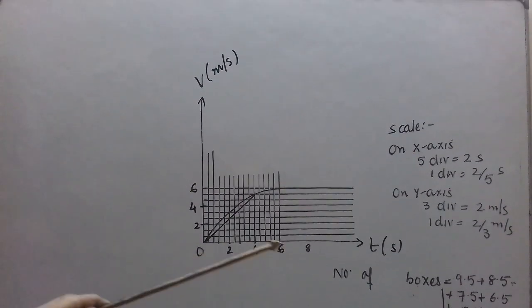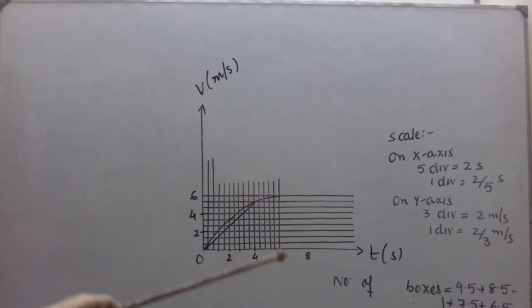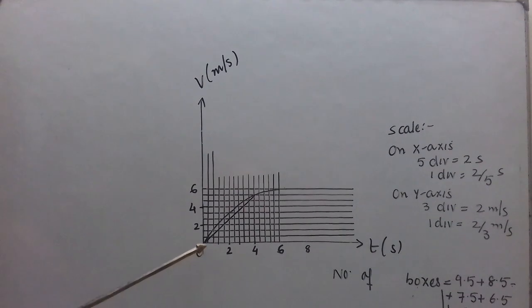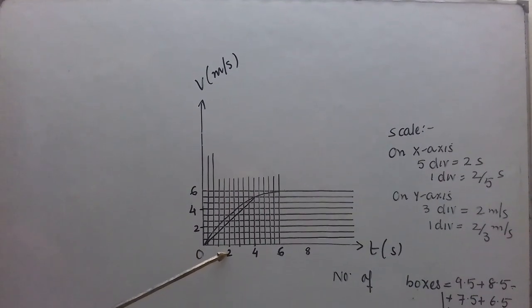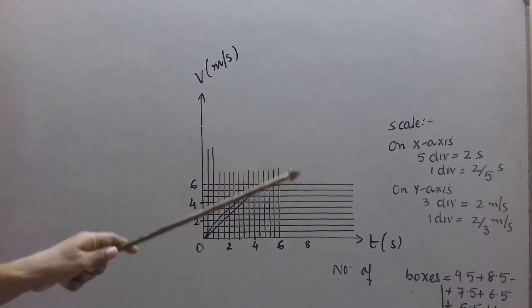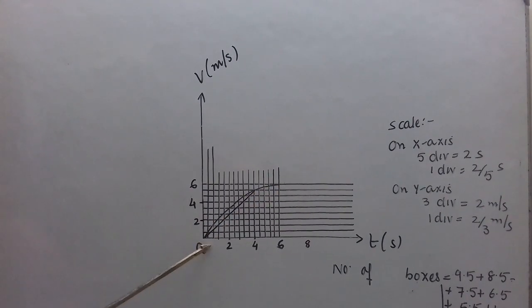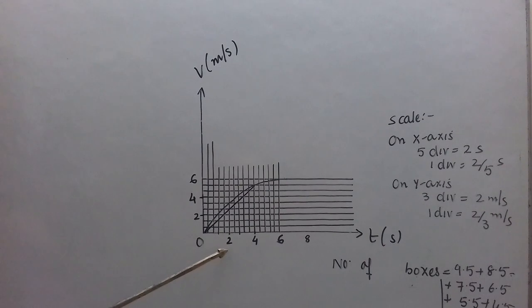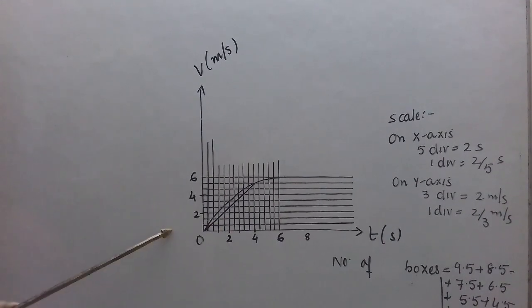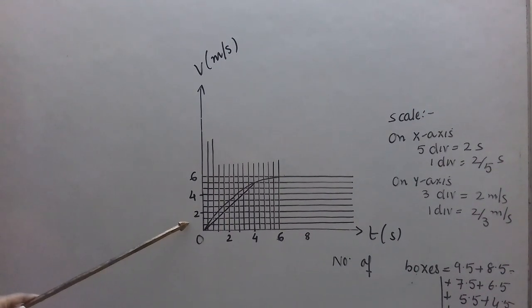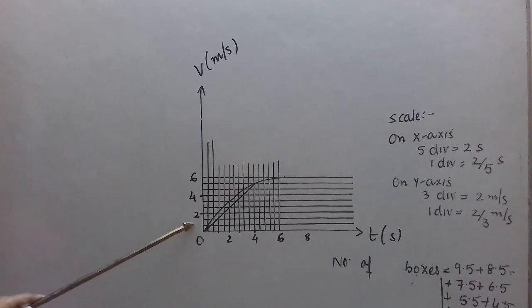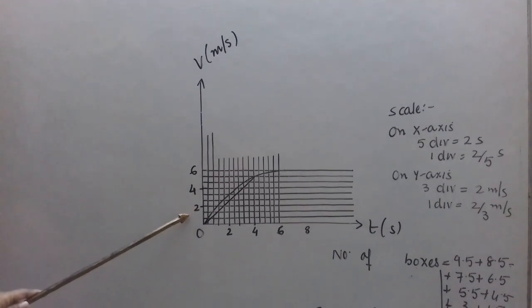Now this is the VT graph. V is in meter per second, T is in seconds. Here after 5 divisions we have 2. So the scale on the x-axis: 5 divisions is 2 seconds. So the value of one division is 2/5 seconds on the x-axis. On the y-axis, 3 divisions is 2 meter per second. So one division is 2/3 meter per second.